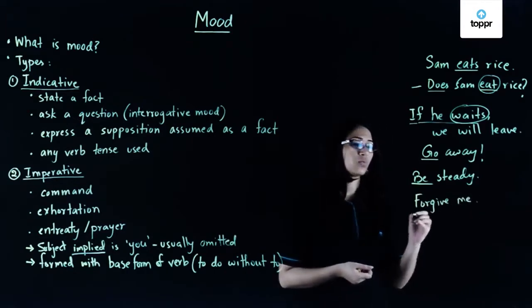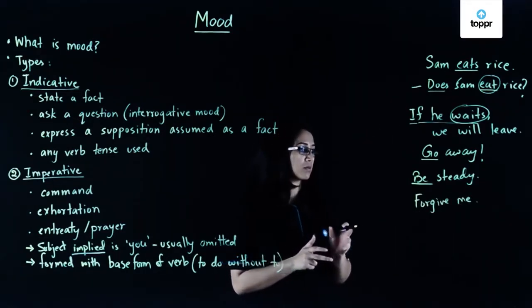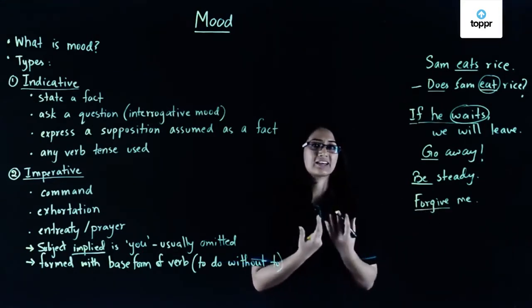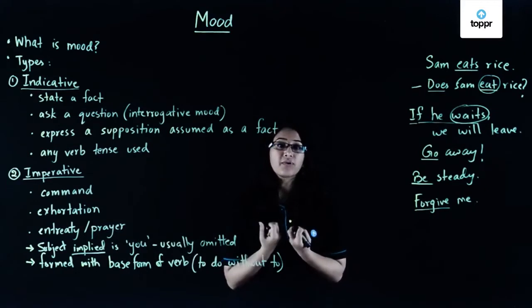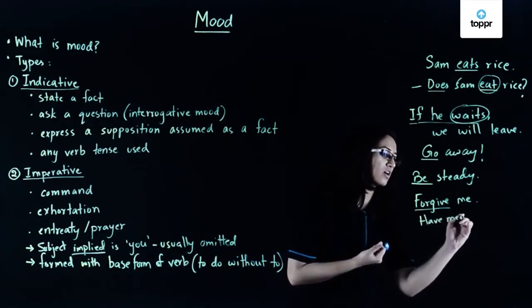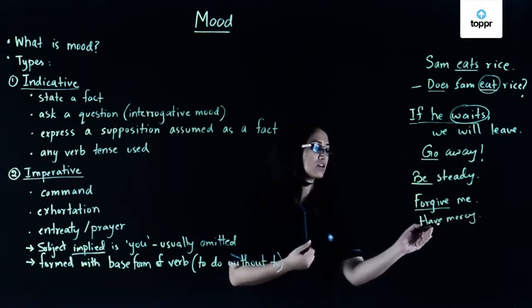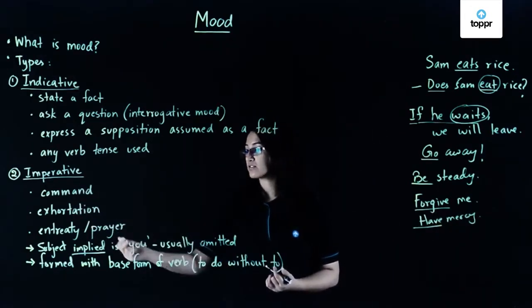So here we're not ordering anybody or commanding someone to forgive us, but we're more or less asking them or requesting them, or asking for a prayer, have mercy, etc. All these types of sentences where have and forgive are said to be in the imperative mood.